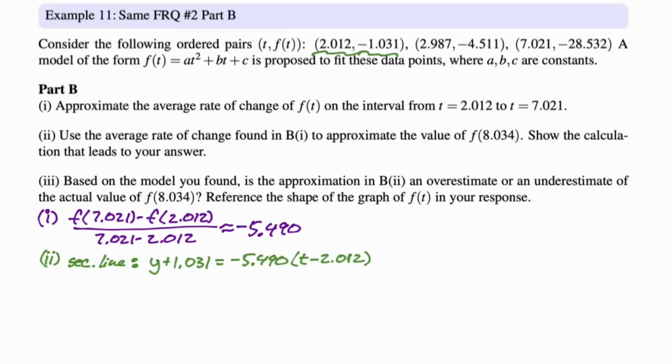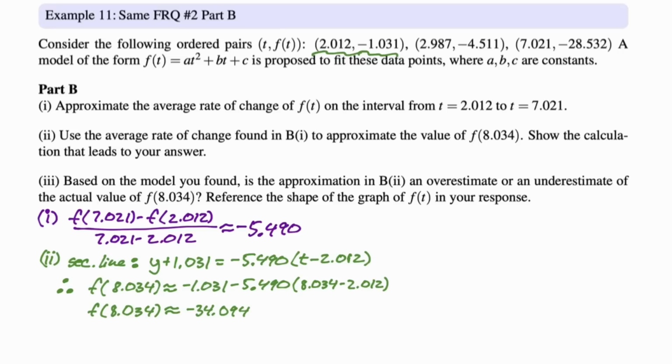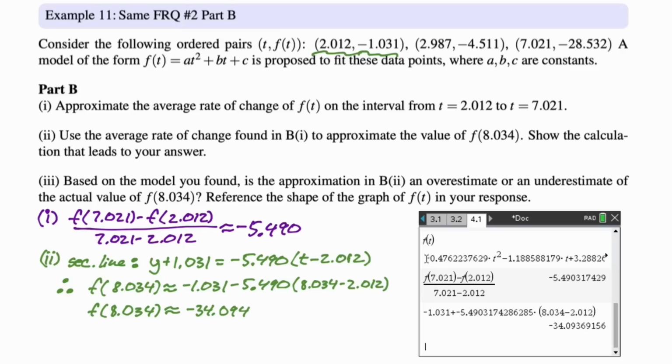So I'm going to plug this in. So I get y minus negative, so plus 1.031, our slope, and then t minus 2.012. And then it's plug in. So we plug this in. Calculator says negative 34.094. And here's what that kind of looked like on the calculator. However you want to do it, you just got to get those values to pop out for you.